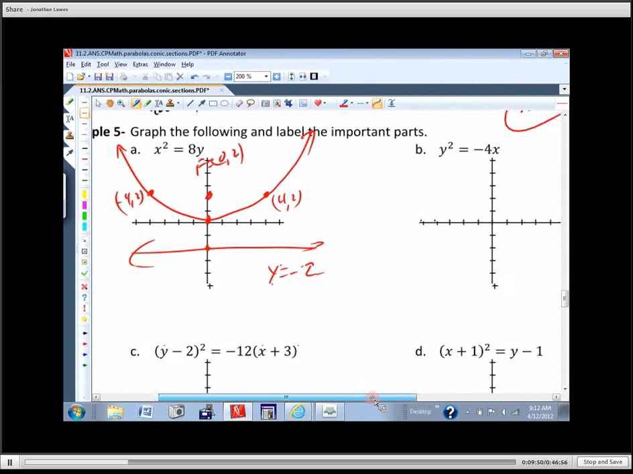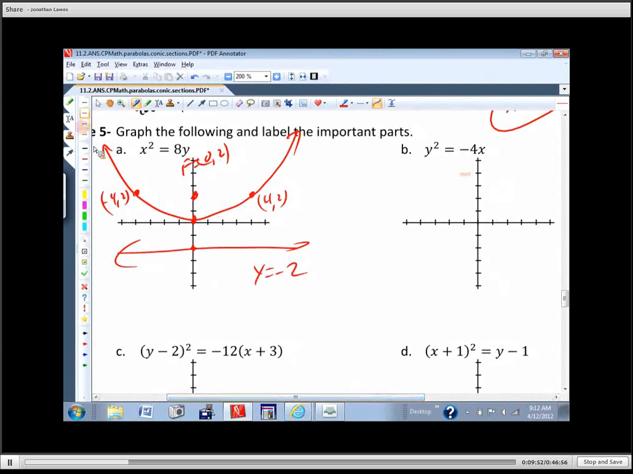Okay, somebody over on the other side. Let's take a look at this next one. One of the 4 directions. Susie, which is it? This is going to be left. Okay, the vertex is 0, 0. Let's see, what's A in this case, John? A is 1.